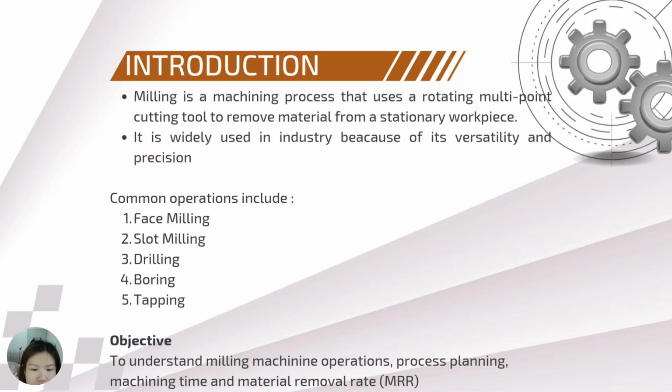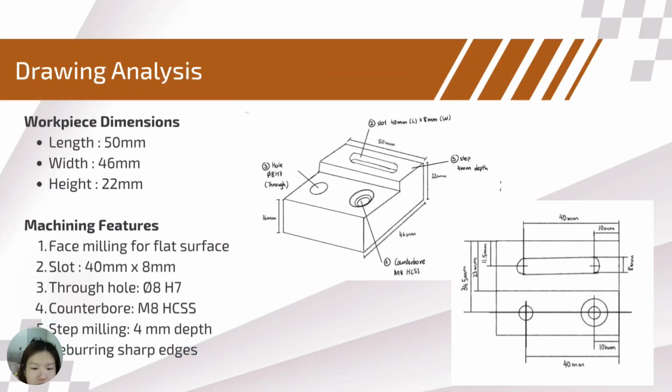The objective of this lab is to help us understand the milling process, process planning, machining calculations, and material removal rate. This slide shows the analysis of our workpiece. The dimensions of the workpiece are 50 millimeters in length, 46 millimeters in width, and 22 millimeters in height. Based on the engineering drawing, several machining features were required. These include face milling, a 40 by 8 millimeter slot, a diameter 8 through hole, an M8 counterbore, and a 4 millimeter step. Also, chamfering to remove sharp edges.